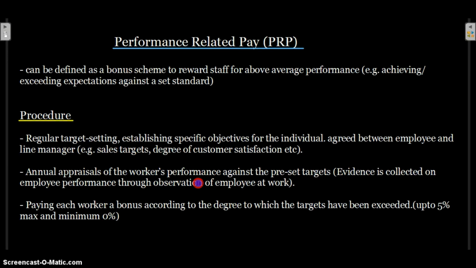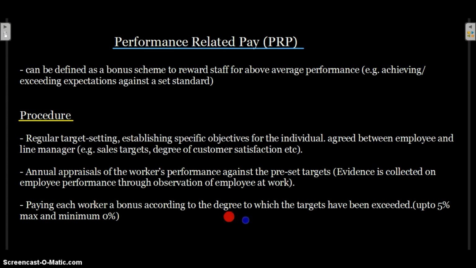Annual appraisals of the workers' performance against the preset targets. Evidence is collected on employee performance through observation of employees at work. So you have to observe employees at work and make note of them. If you think their performance is improving a lot and they are overachieving, but this appraisal is annual, it happens just once a year. So that's maybe not too motivating for some employees.